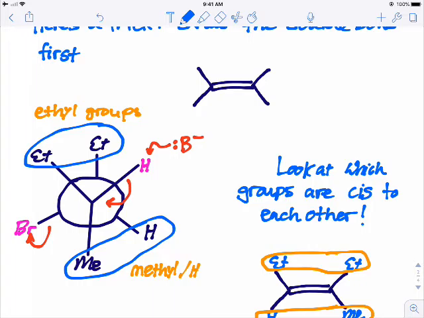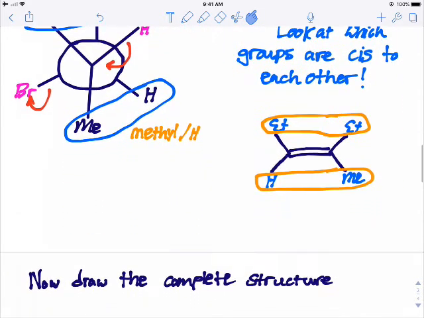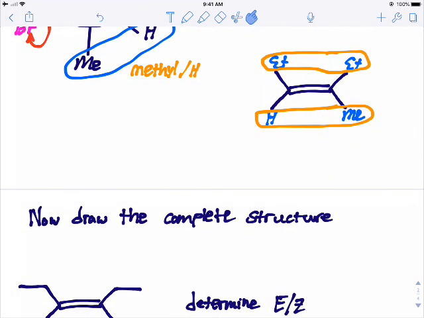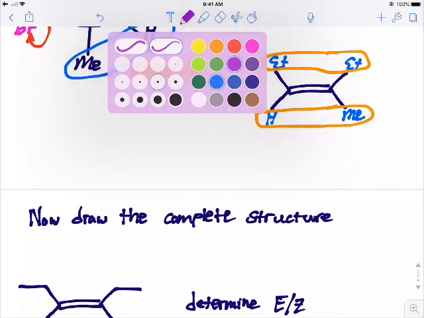So we could put the two ethyl groups up like that, and the methyl and the hydrogen, the other groups, like that. So when we do that, this is what we have. We put the two ethyls together and the methyl and the hydrogen together. If you want to rank these, we could do that. Let's see, how would that look?